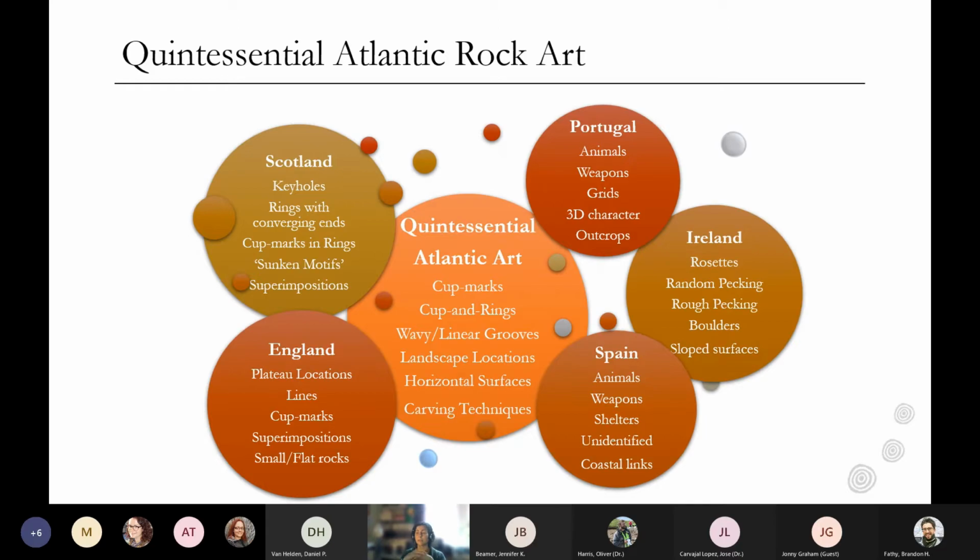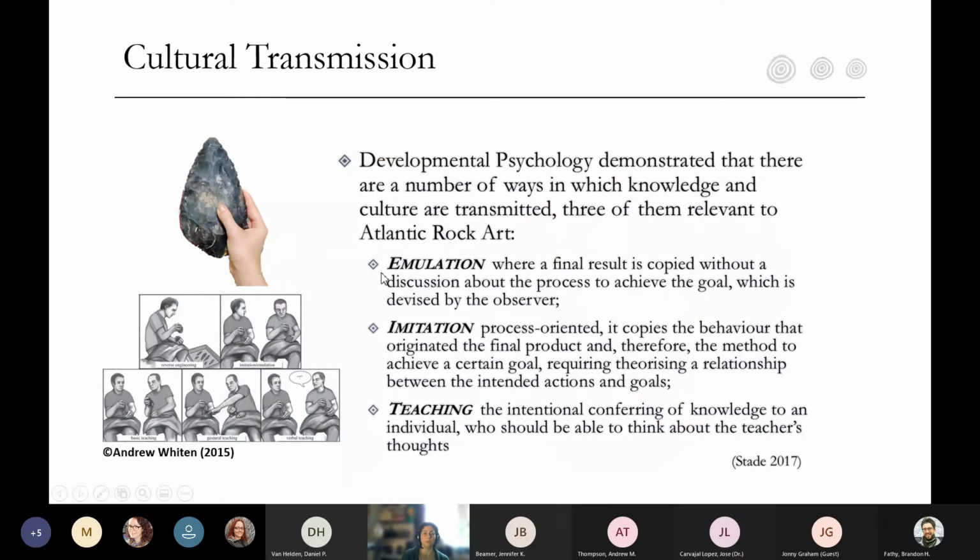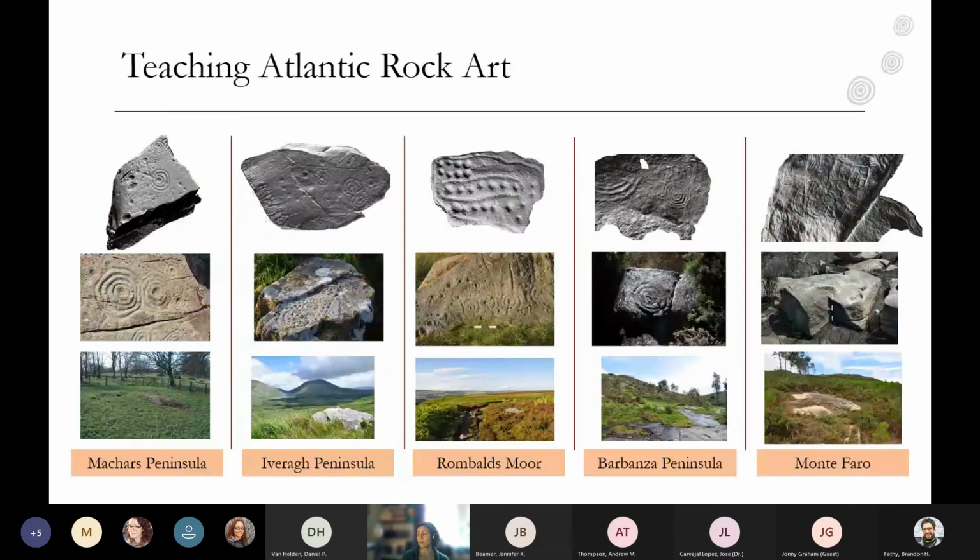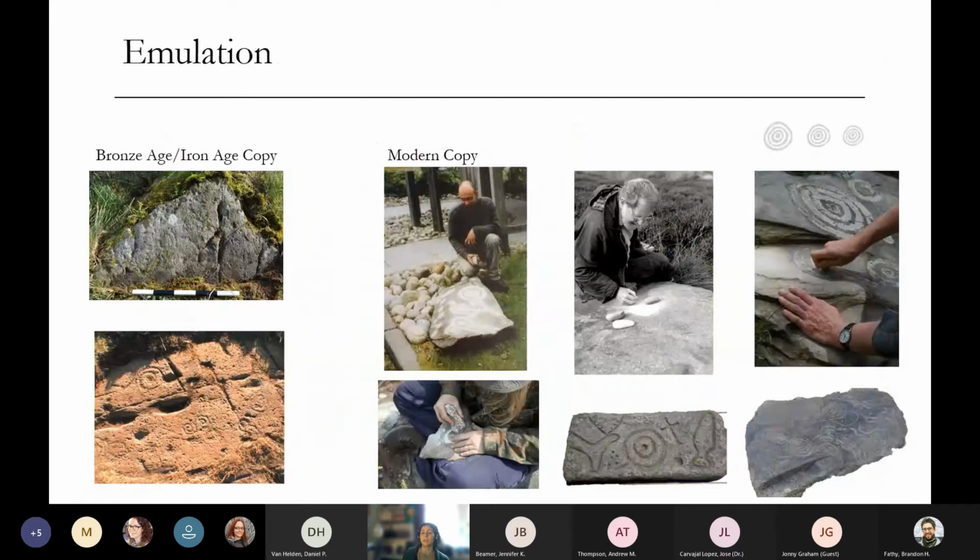But there does seem to be this kind of flat understanding of what Atlantic rock art was, how to use it, how to make it, that was passed on, and people did adopt it, but then develop their own ideas of it. And this is why I had some ideas on cultural transmission that I am going to pass on. I'm going to have to move on.